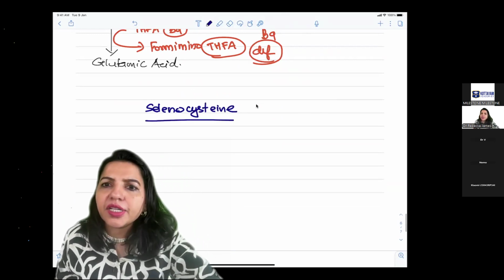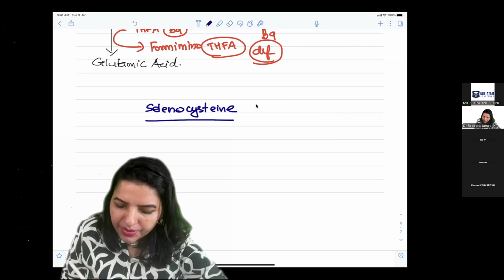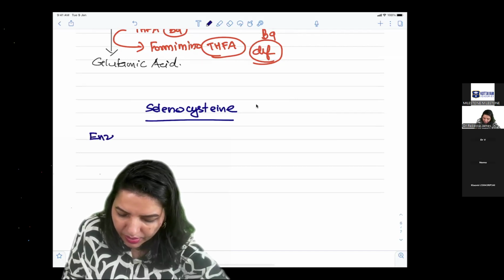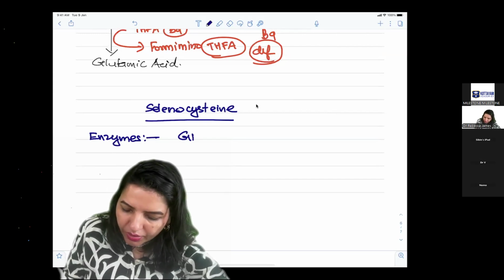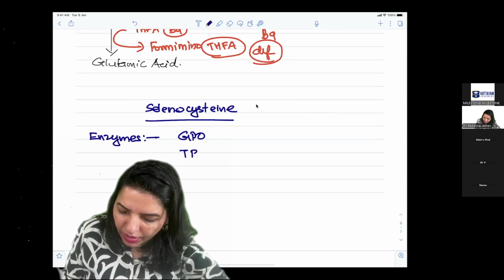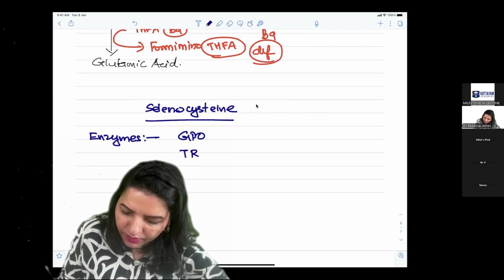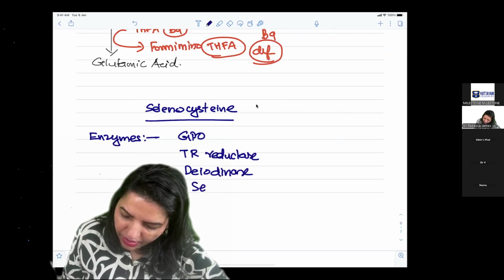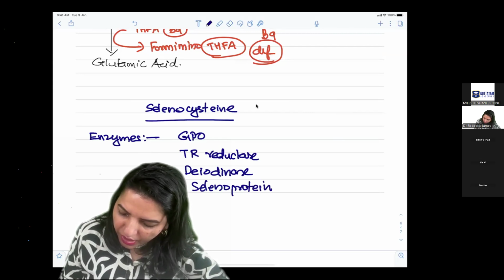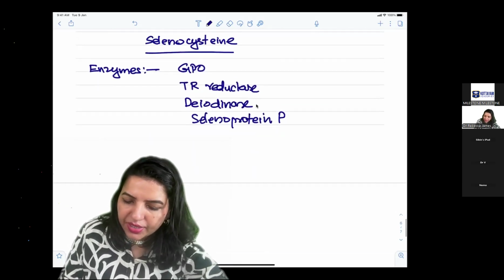Did I tell you about selenocysteine? Which are the enzymes that require selenocysteine? Okay. So glutathione peroxidase, thioredoxin reductase, then deiodinase, and selenoprotein P. These are the enzymes.